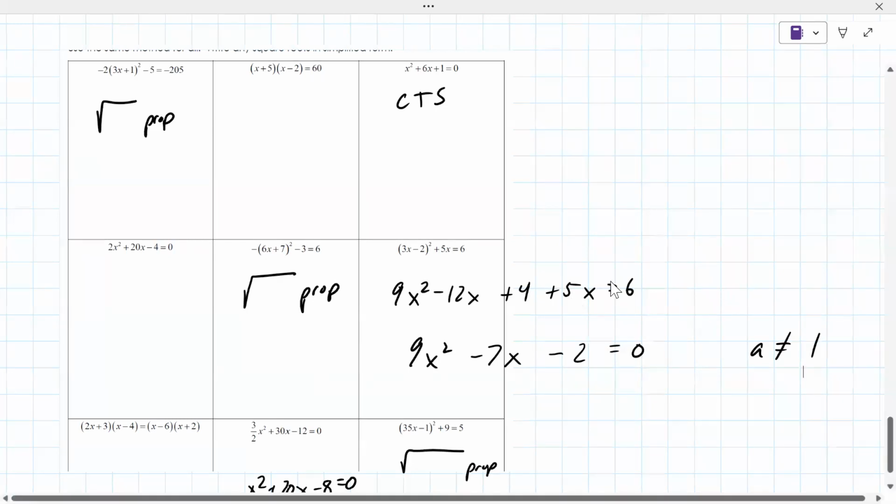And that one does work. And again, you can't tell until you expand it. Now, the reason I would not do completing the square is the leading coefficient of 9 is bad. Making it worse is minus 7.